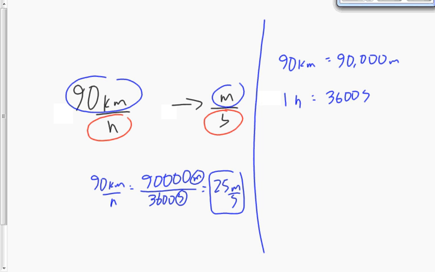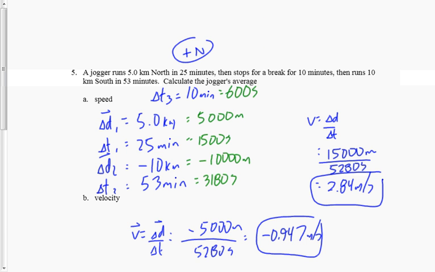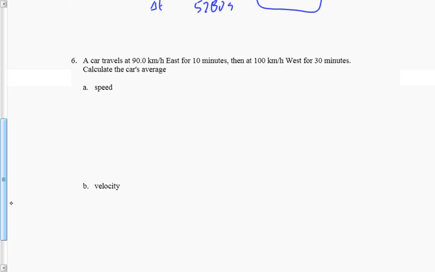All right, next question we had to do was number 6, I think. And that was a meters per second thing as well, right? So let's do that in kilometers per hour, and then we'll use our conversion that we just learned to check our answers for meters per second for that one, okay? So 6 says a car travels 90 kilometers per hour east for 10 minutes, then goes 100 kilometers per hour west for 30 minutes. What's the average speed and velocity?